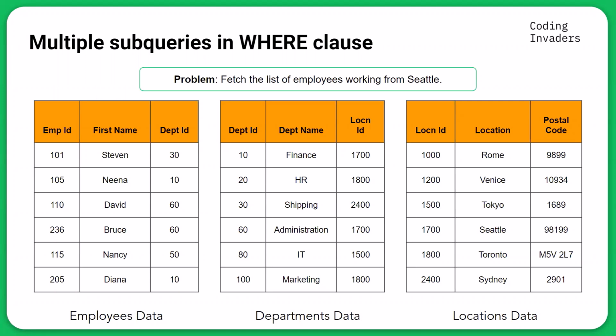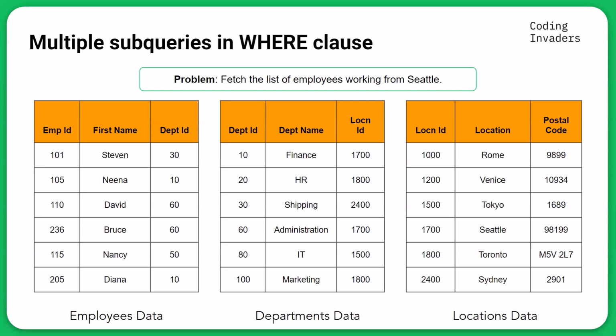The second table, that is the department's data, has again three columns with the department ID, the department name like finance, HR, IT, and the location ID. The third table, location data, has the location ID, the location name, and the postal code. Now let us go back to our question. It says we need to fetch the list of employees working from Seattle.